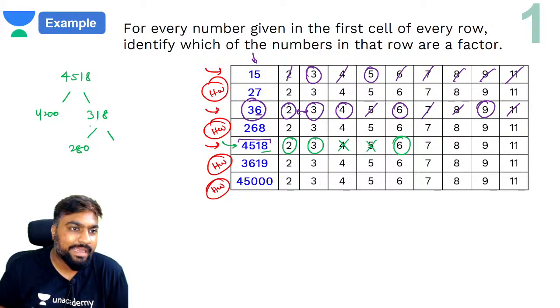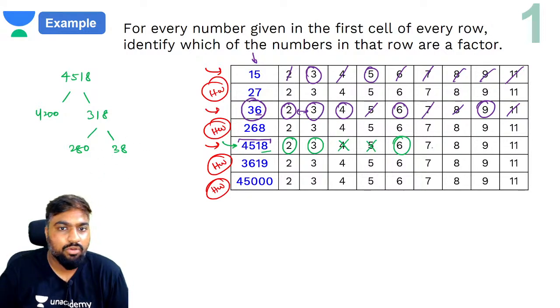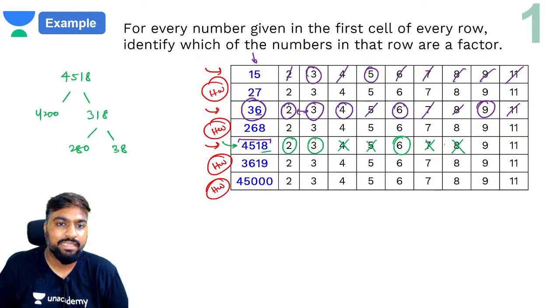Remove 280. What will be left? 38. Correct? Is 38 divisible by 7? No, so this is not. If it is not divisible by 4, by default it is not divisible by 8 also. If it's not divisible by 4, then not divisible by 8.